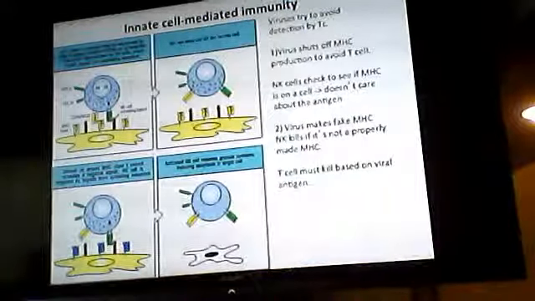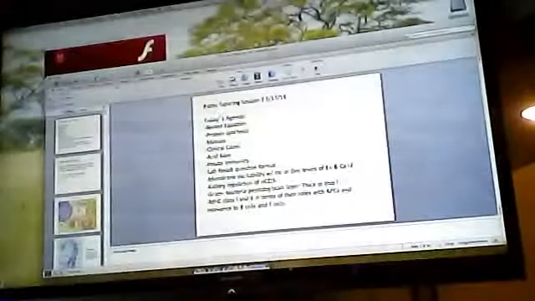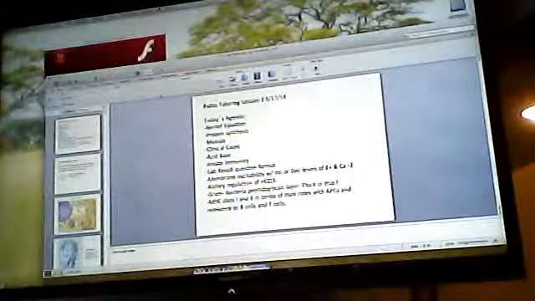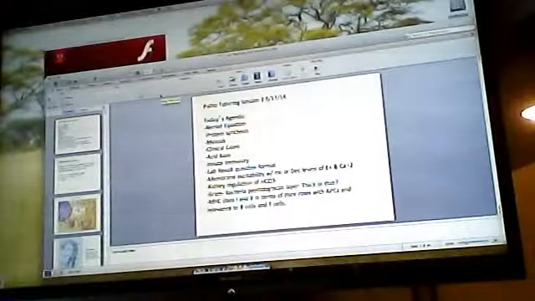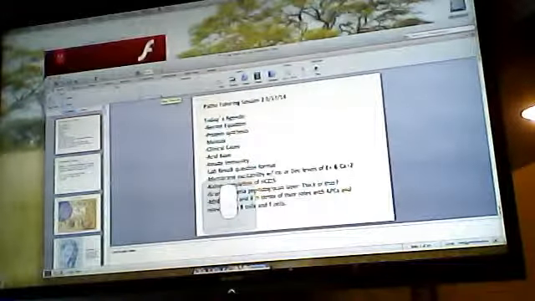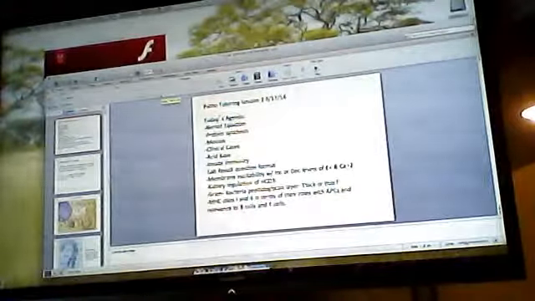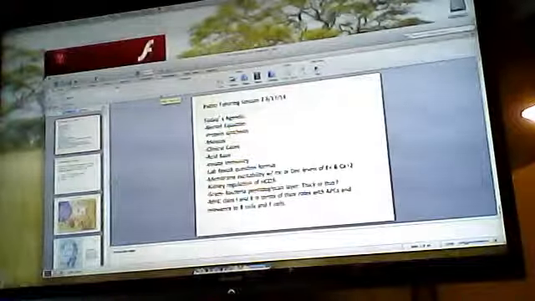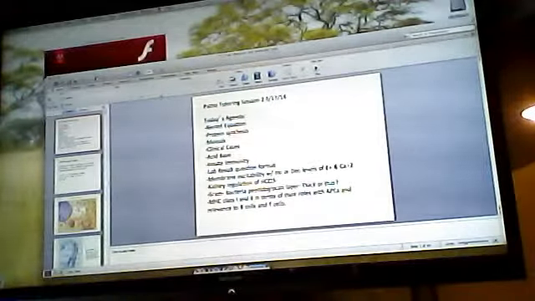And then, let's see how many more slides. Okay, 2 more. Ah, shoot. Okay, that was weird. On the master. Mouse doesn't work. Okay, let's end here then.